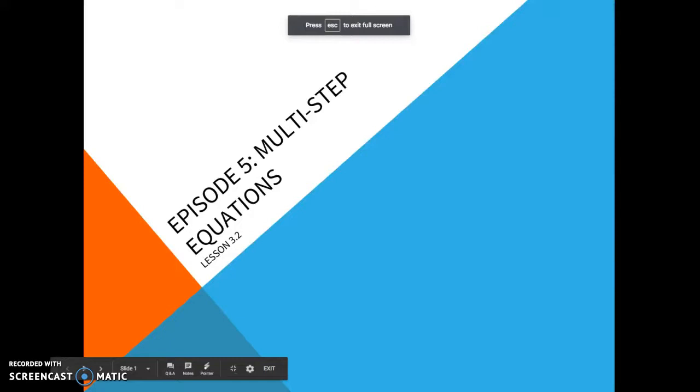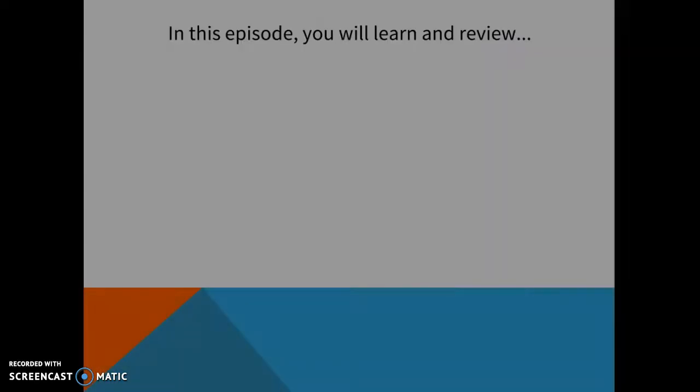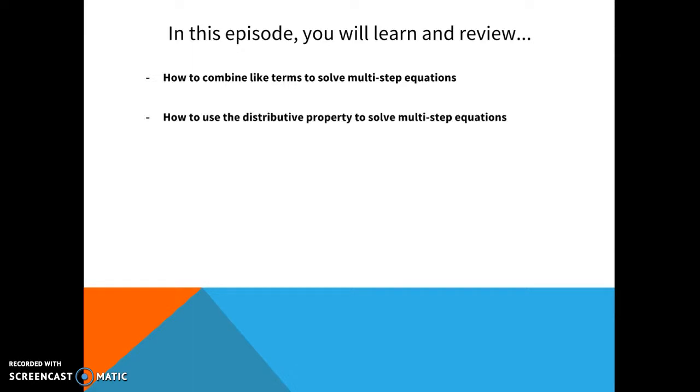So this is going to refer to lesson 3.2, so chapter 3, lesson 2. In this episode, we're going to learn and review how to combine like terms to solve multi-step equations. So this is going to be really important to remember how to simplify expressions by combining like terms. That's going to help us solve multi-step equations. We're also going to use the distributive property to solve multi-step equations, so that distributive property is not leaving us anytime soon. And then we're going to learn how to isolate the variable in multi-step equations.